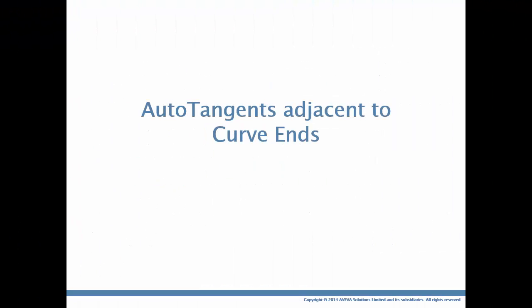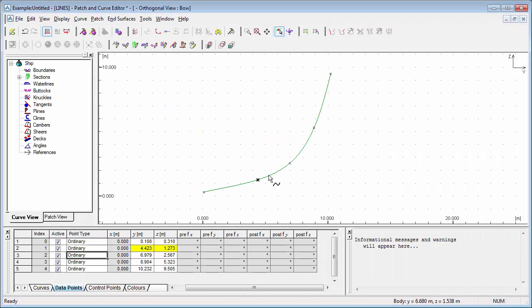Let's go back to have a look at autotangents next to the curve ends. By specifying an automatic tangent, this will create a linear segment next to an endpoint, like so. The tangent on the other side of the automatic tangent picks up the same direction as the linear segment, and you can see that quite easily we can create the style of a ship shape midship section with the flats or a keel.